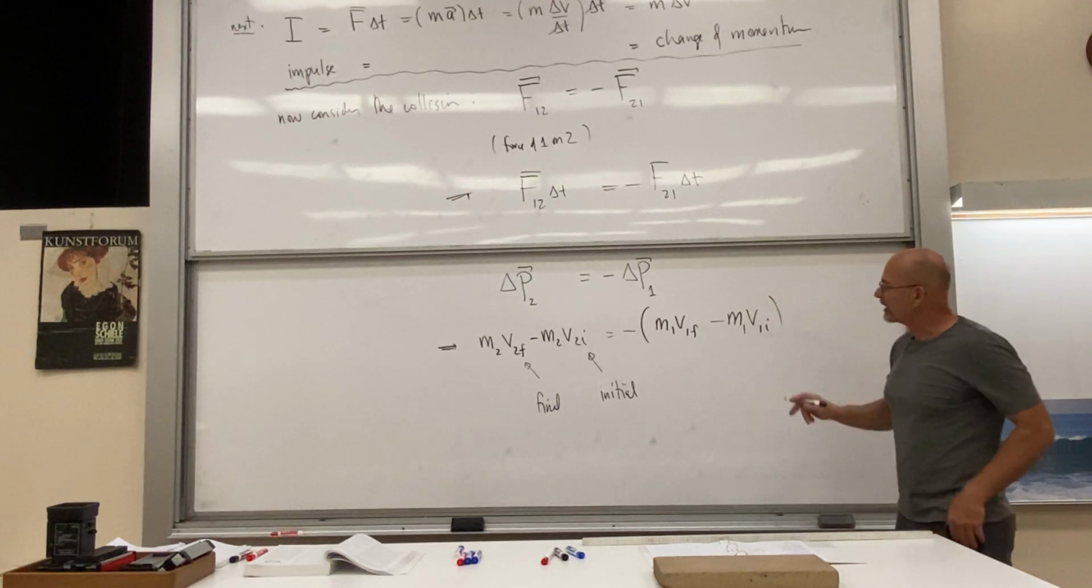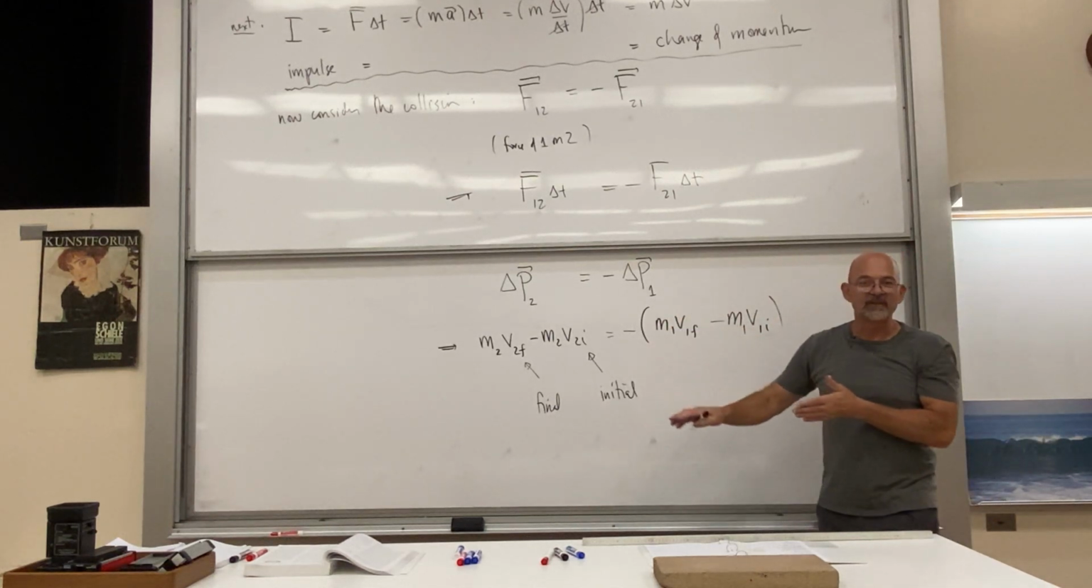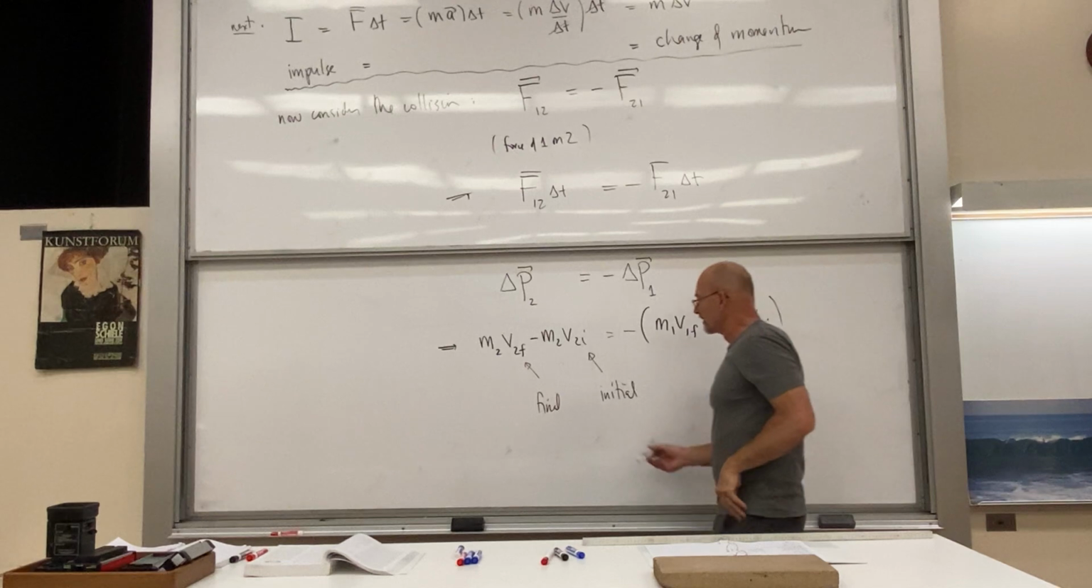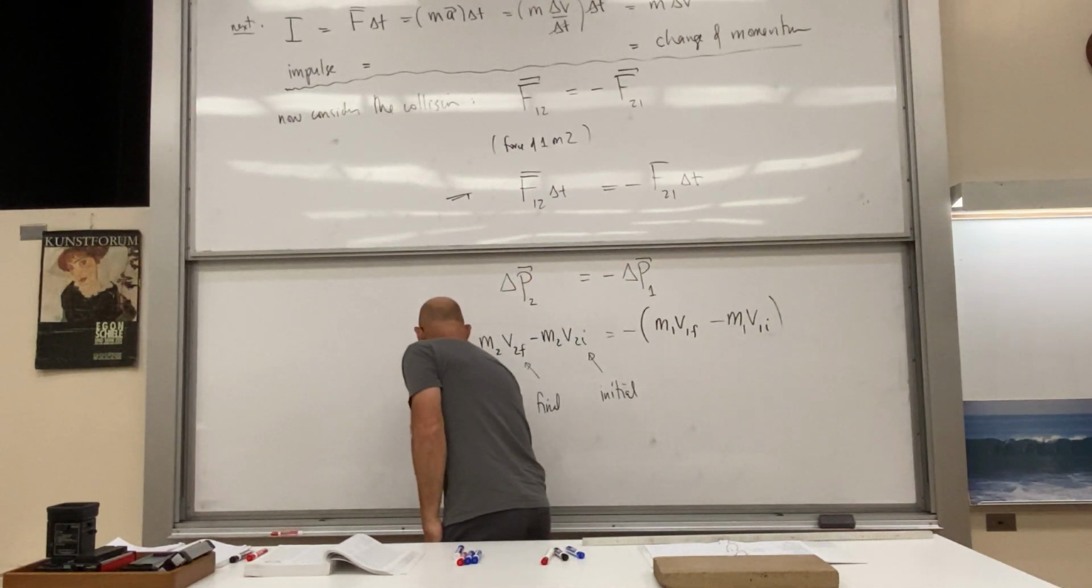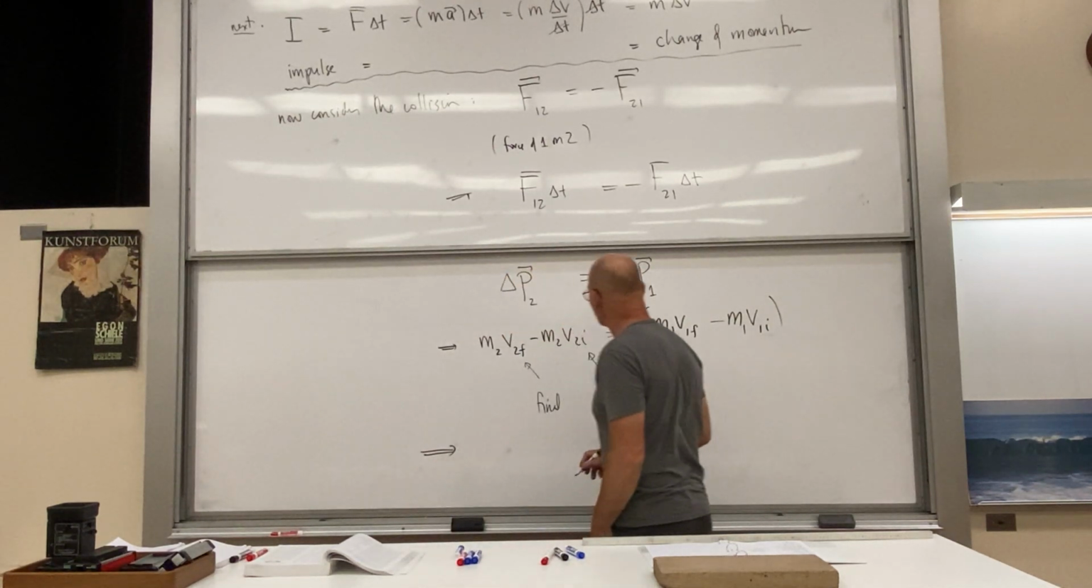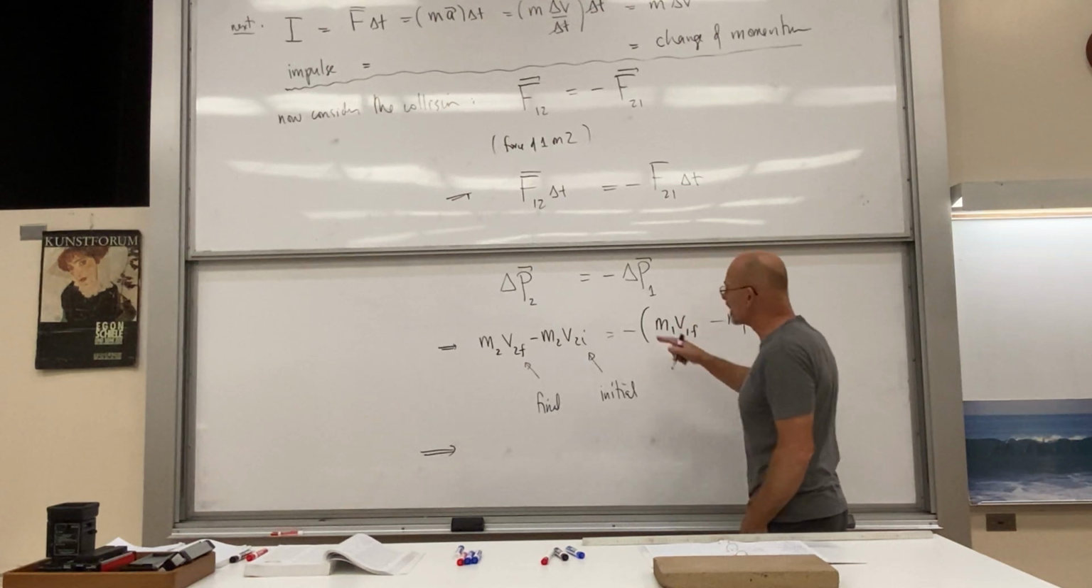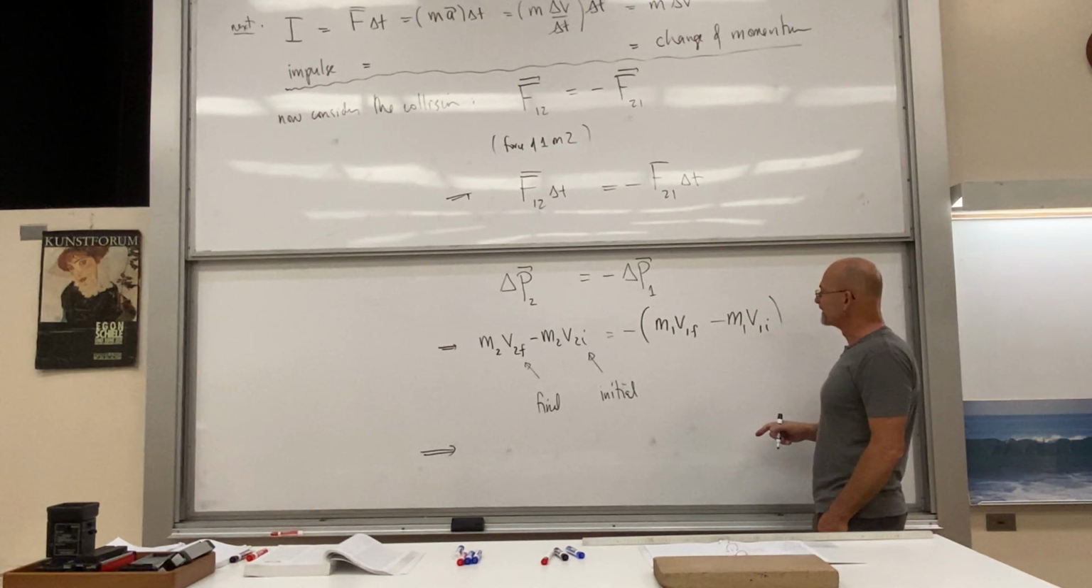So what we can do now is bring the 1's to one side and the 2's to another. And I'm going to put the 1's, or the initial, I'm sorry, we're going to put the initial on one side and the final on the other.